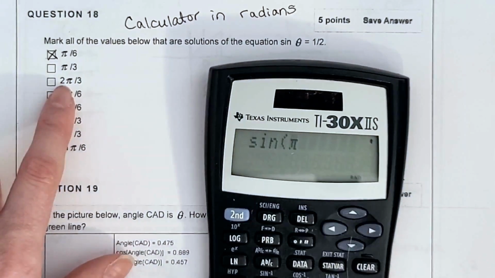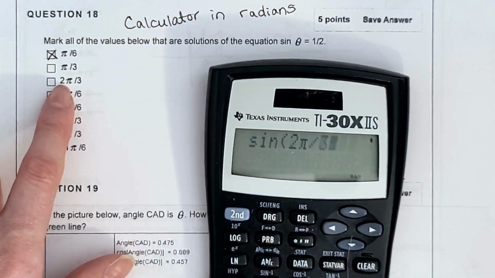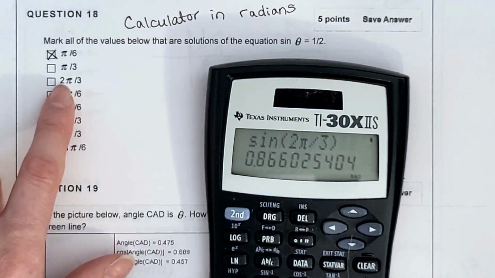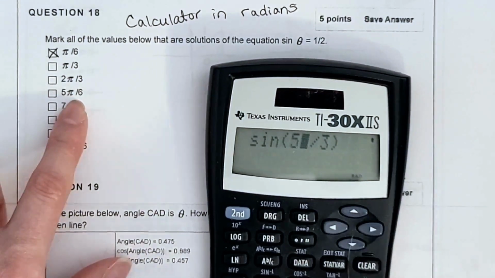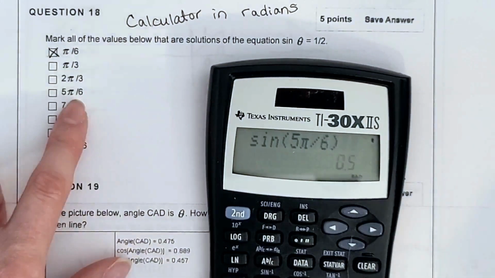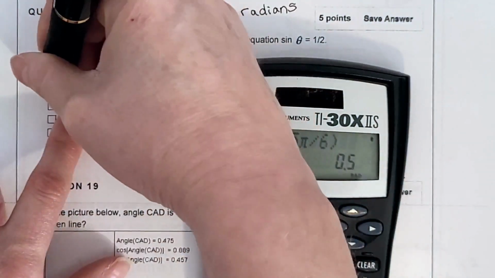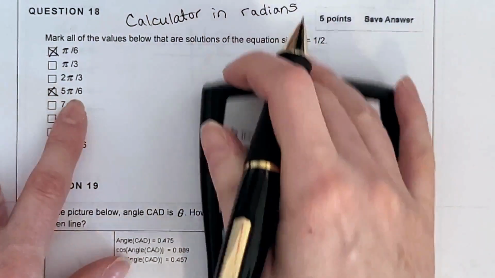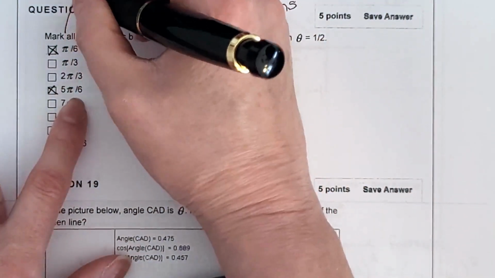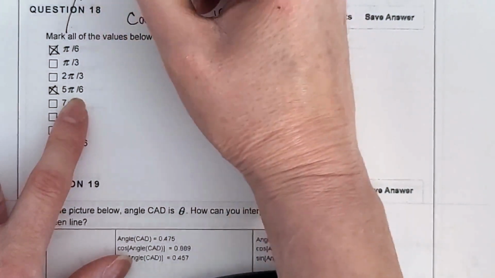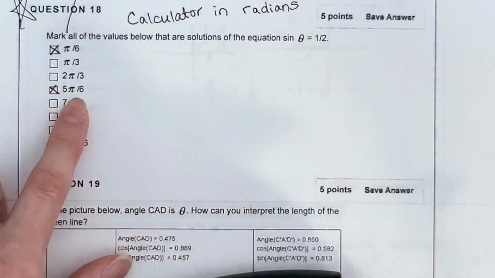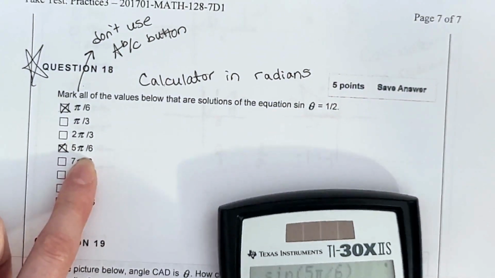2 pi divided by 3. Don't use the ABC button with pi. That's the lesson learned. Okay, 5 pi over 6. That works. So as long as you don't use the ABC button, you're okay. So we'll make a note on that. Don't use the ABC button. And I did see this one on the test, okay? Don't use the ABC button.